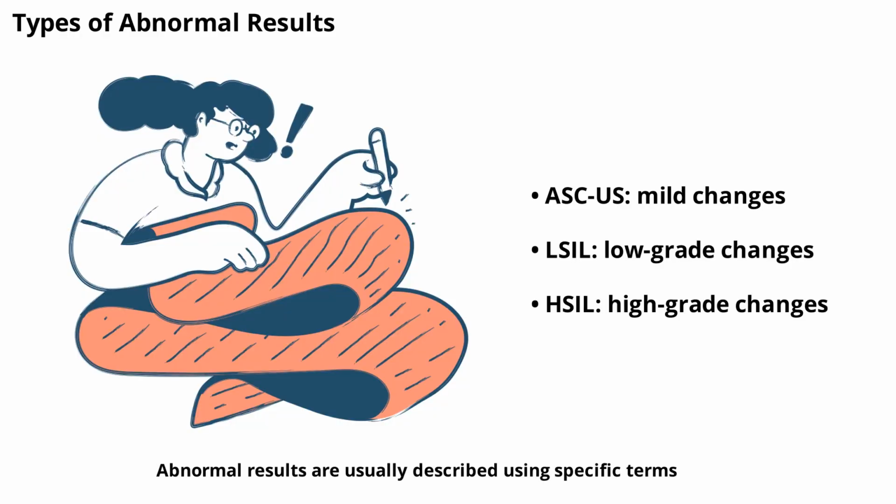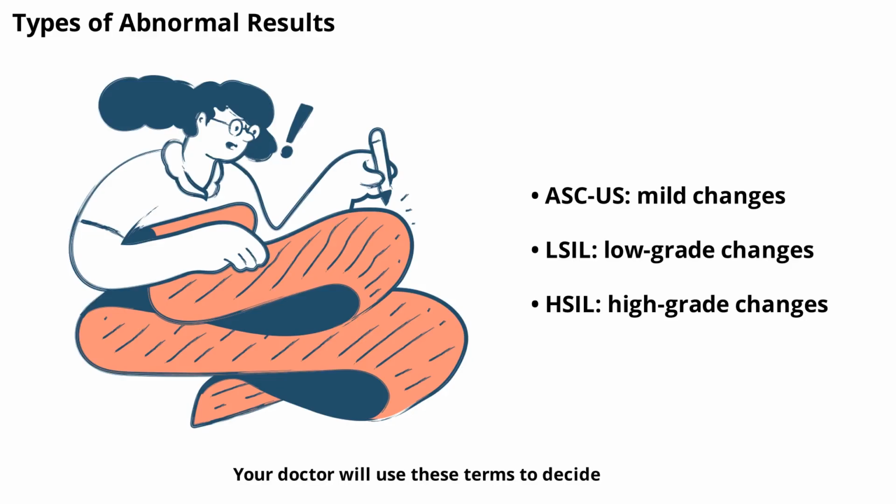Abnormal results are usually described using specific terms. Some common ones include ASCUS, atypical squamous cells of undetermined significance, LSIL, low-grade squamous intraepithelial lesion, and HSIL, high-grade squamous intraepithelial lesion. Each term reflects the degree of change seen in the cervical cells. Your doctor will use these terms to decide if you need more tests or just closer monitoring.